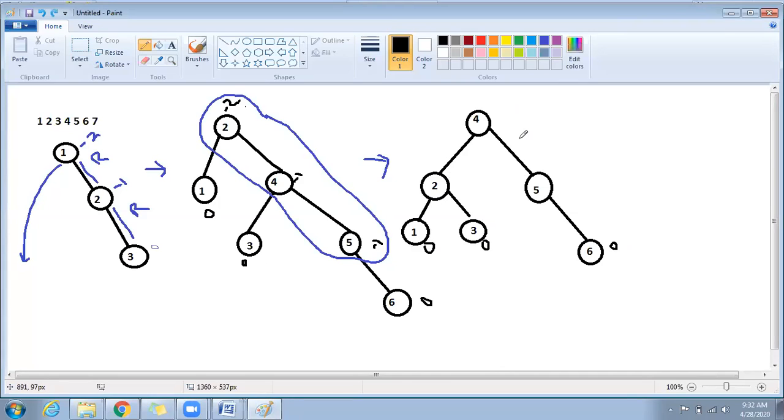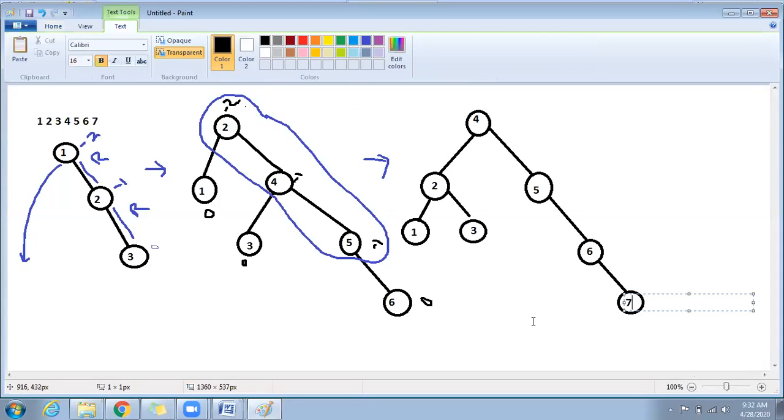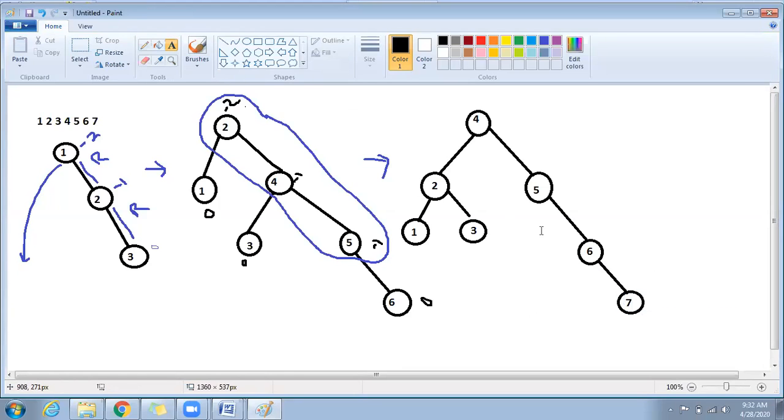So what is the next node we have to insert now? 7. Where will 7 go? Right side of 6. Okay, so I'm just inserting 7 over here. Obviously this will violate the balance somewhere.